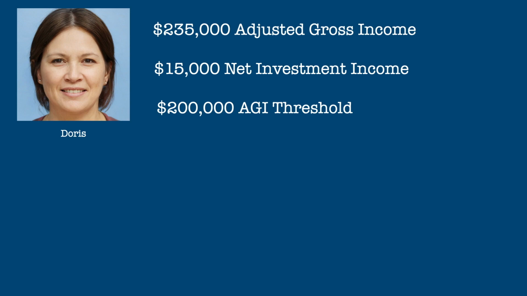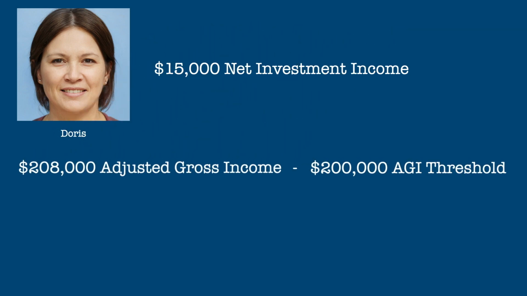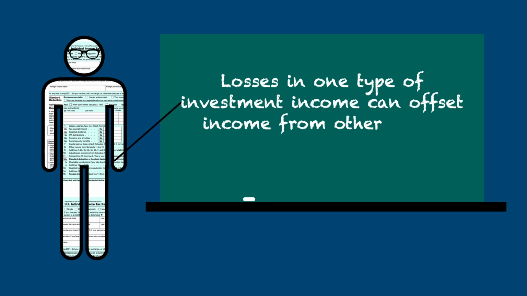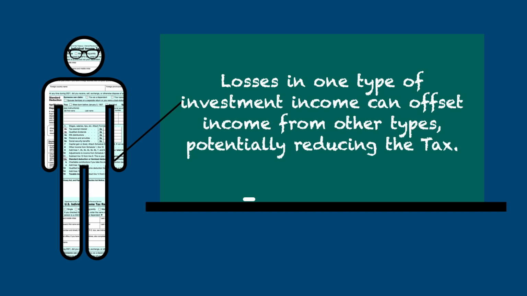Now let's suppose her adjusted gross income was only $208,000, including the same $15,000 in net investment income. Now the net investment income tax would only be assessed on that part of her net investment income that exceeded the threshold, or $8,000. In this case, her net investment income tax is $304. When determining net investment income, losses in one type of investment income can offset income from other types, potentially reducing or even eliminating the tax.